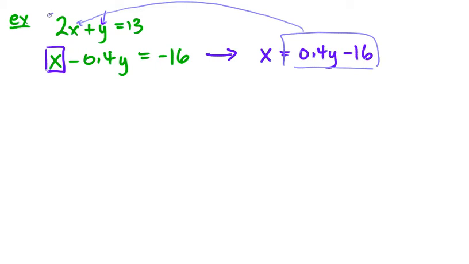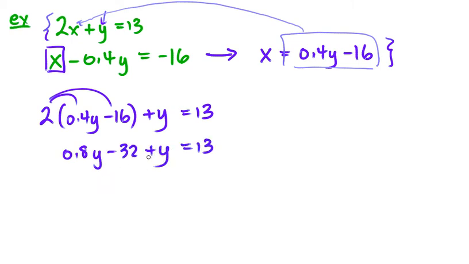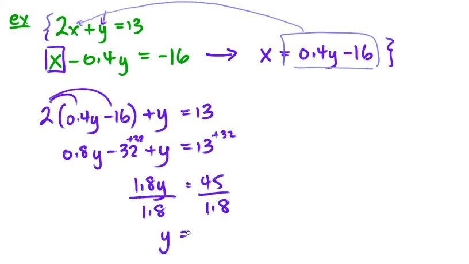You don't technically have to rewrite the system if you just rewrite it like this. So my next step will be 2, but instead of x, 0.4y - 16, plus 1 more y is equal to 13. Again, a little distributive law: 0.8y - 32 + 1y = 13. 0.8 and 1 is 1.8 y's. Add 32 to both sides and get 45. Dividing both sides by 1.8 might require a calculator.